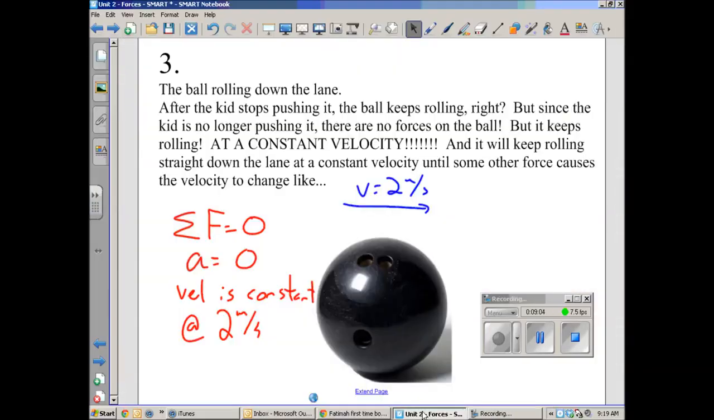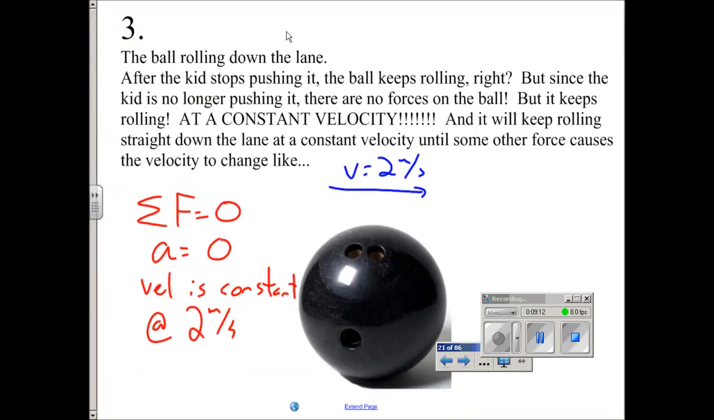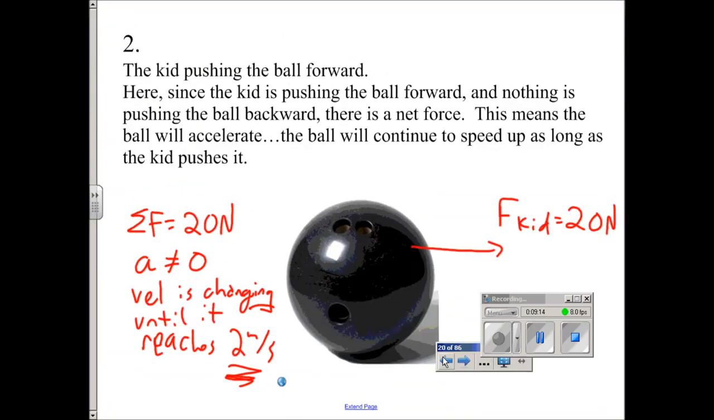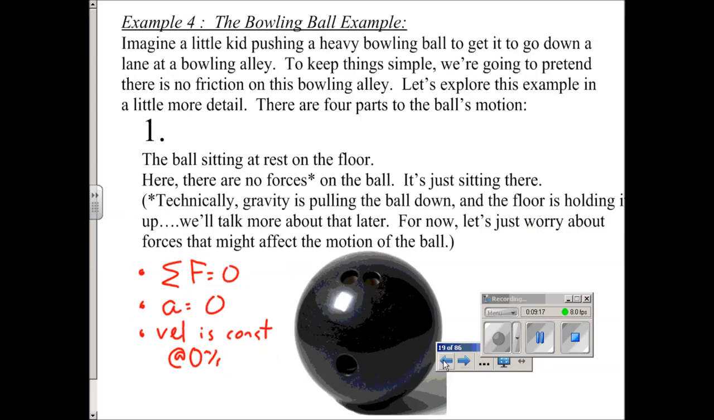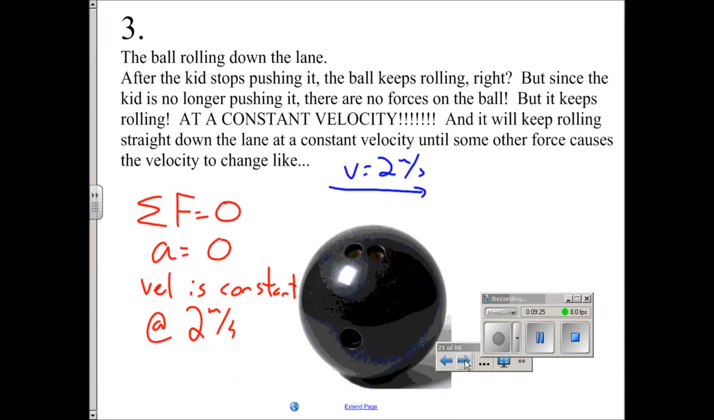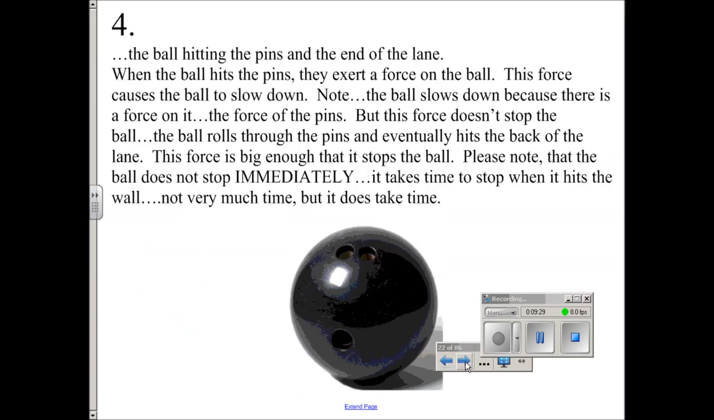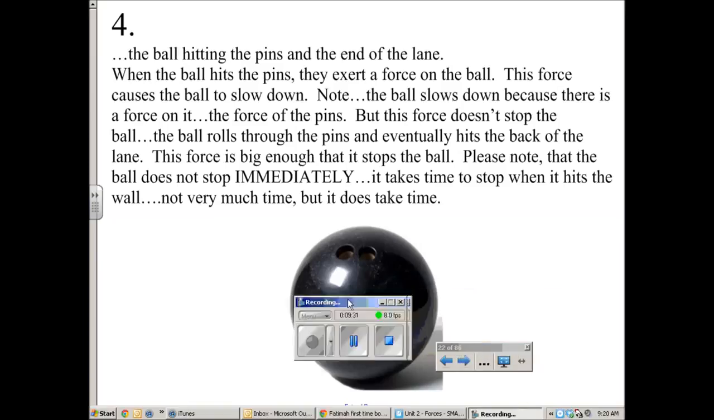All right, so step 3, once again, we've got a net force of 0. The velocity is constant. Okay, notice if you look at this drawing and this drawing, they're the same, right? In both cases, the net force is 0. The only difference is, in this example, the first one, the velocity was constant at 0, and in this one, the velocity is constant at 2 meters per second.